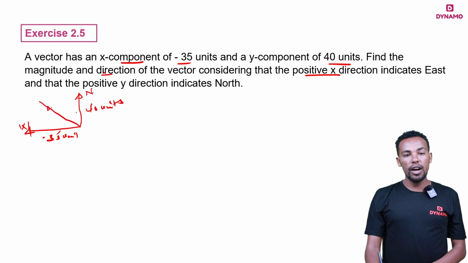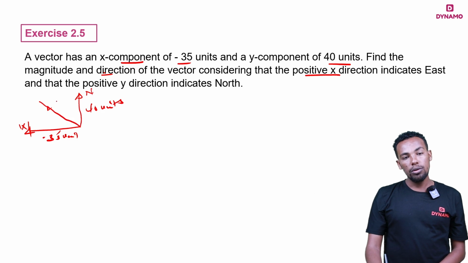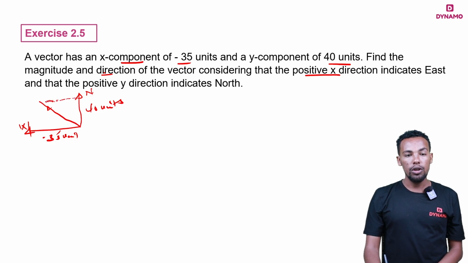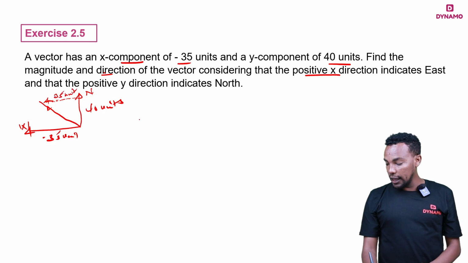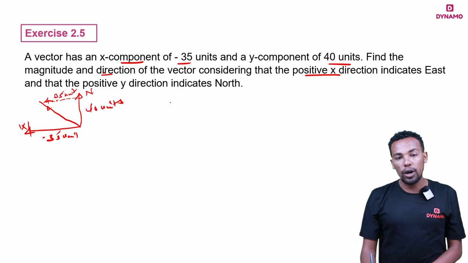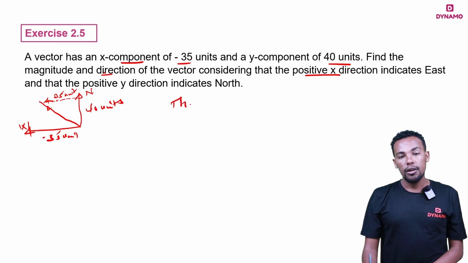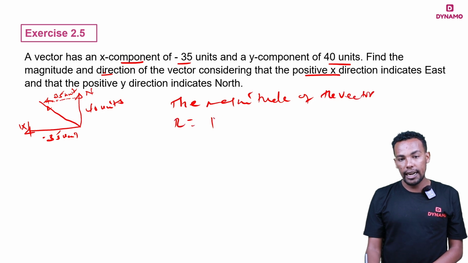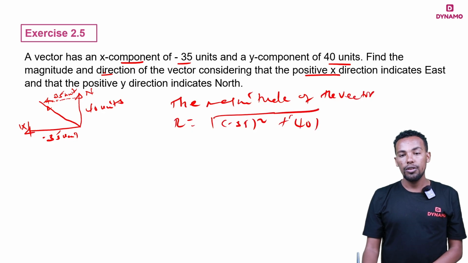The resultant of this is 35 units. Therefore, what is the magnitude of the vector? The magnitude of the vector r is equal to the radical of minus 35, the whole square, plus 40 units, the whole square.